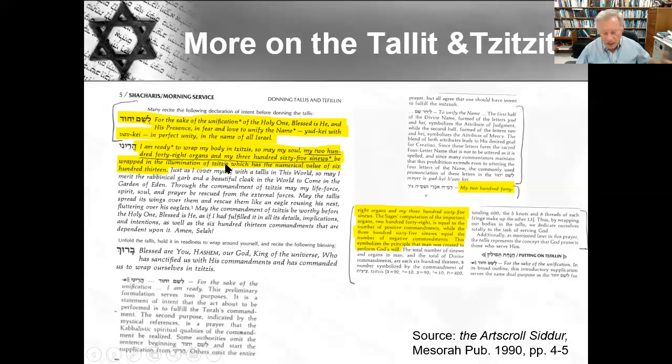I don't believe this is the actual number of organs and sinews, but they did. So the commentary here is my 248 organs and so on. The sage's computation of the important organs, 248, is also equal to the number of positive commandments, while the 365 sinews equal the number of negative commandments. And that symbolizes the principle that man was created to perform God's will. And I'm just saying, this is in a normal Orthodox prayer book.